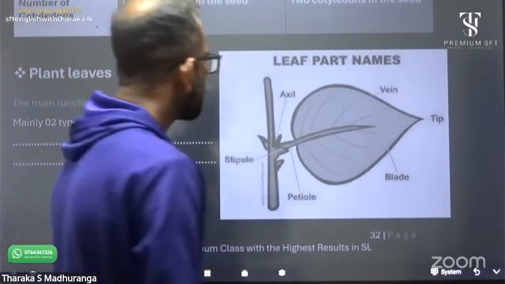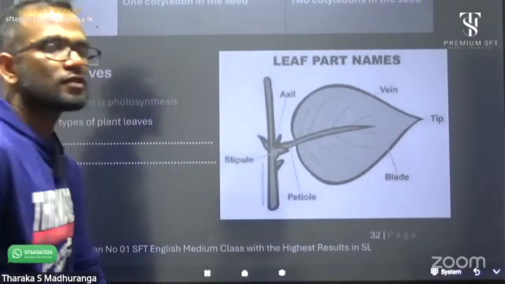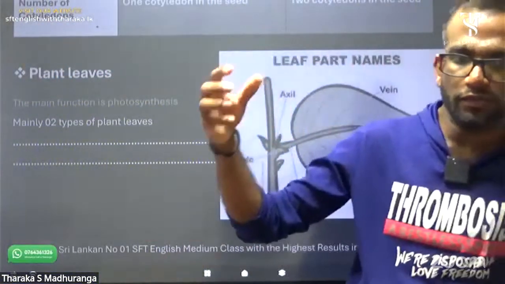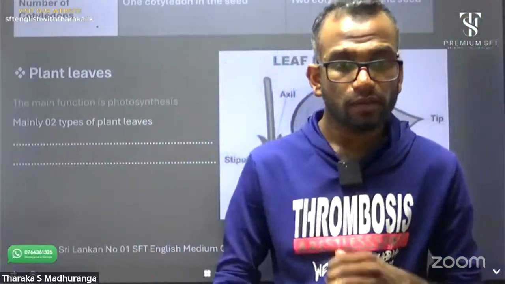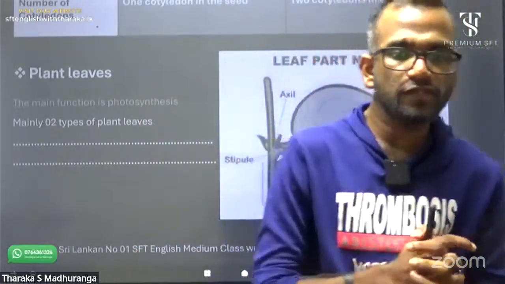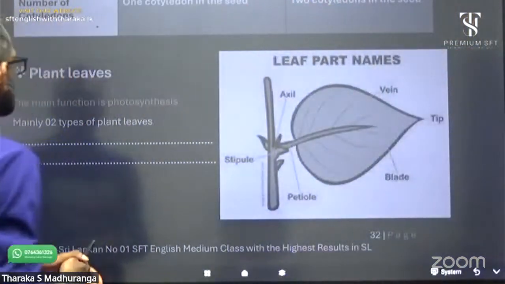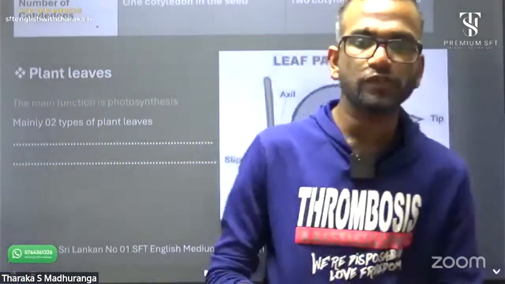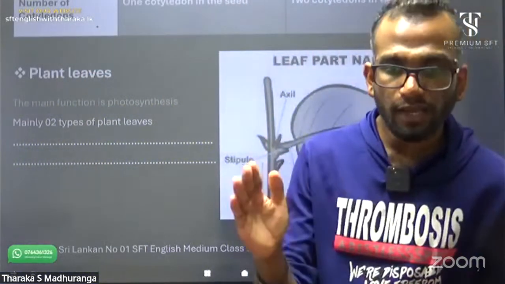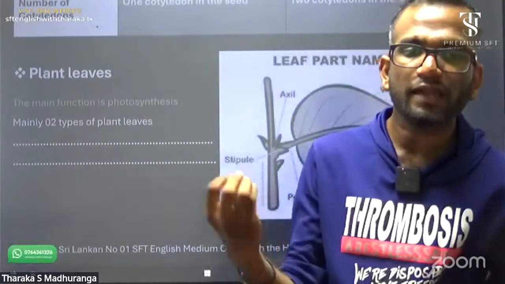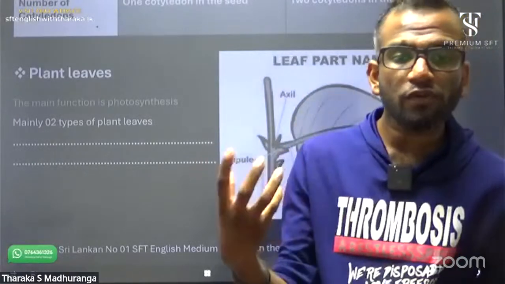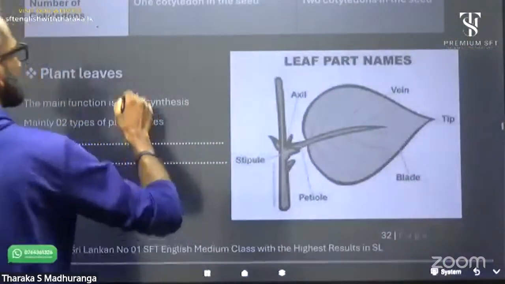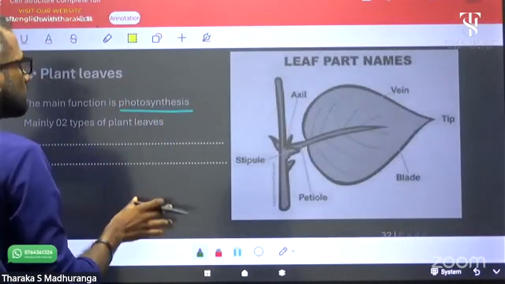Now let's move on to discuss plant leaves. This part is very important because some MCQ questions give a diagram and ask questions based on it. Diagrams are very important. The main function of a leaf is photosynthesis. You know, it's producing chlorophyll and it is green in color. Using this chlorophyll, they photosynthesize and produce food, right? Photosynthesis is the main function.